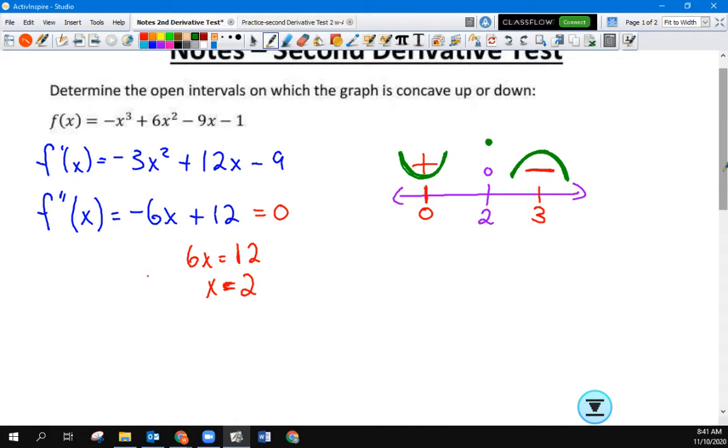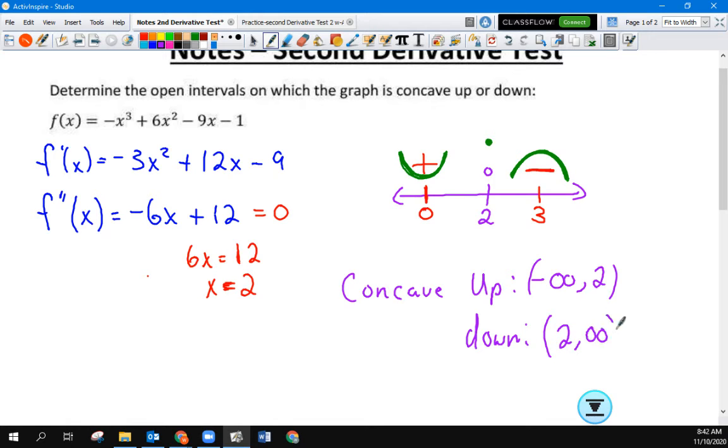So since it's asking us to write our intervals, our function is concave up on the interval from negative infinity to 2. So everywhere it's concave up. It's concave down from 2 to positive infinity. Okay, so it's just like if I asked you to find where the function is increasing or decreasing, you do a first derivative test, and then you'd give me the intervals where the function is increasing or decreasing. This is the exact same thing, except with concavity. So we're finding where the second derivative and using it to find the intervals where it's concave up and concave down.